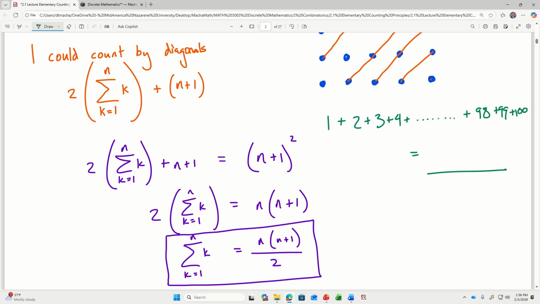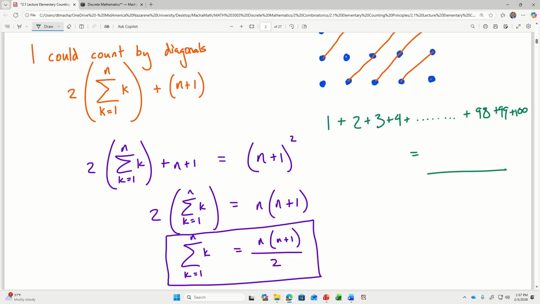What do I get if I add up all the numbers between 1 and 100? Is it 5,050? It's 5,050. How did you get 5,050? I said n is equal to 100, and I did 100 times 101, and divide that by 2.